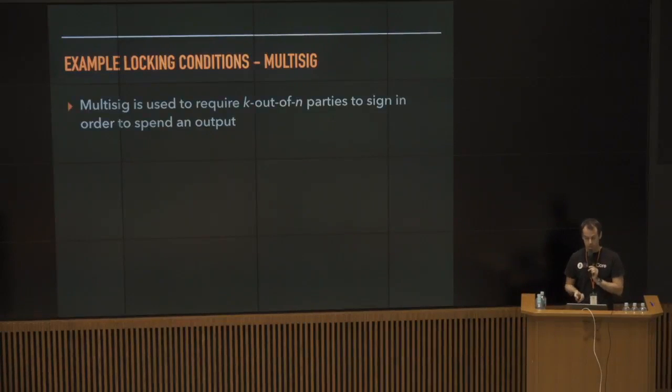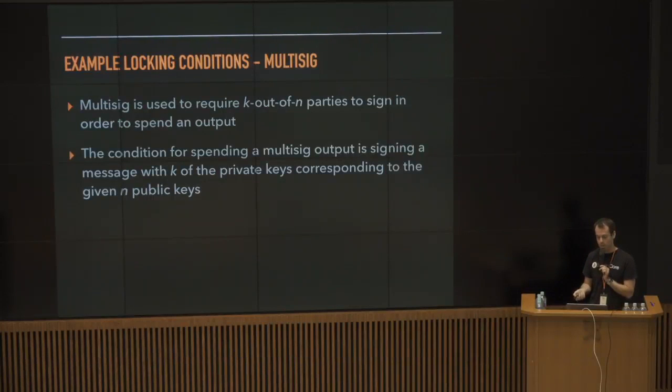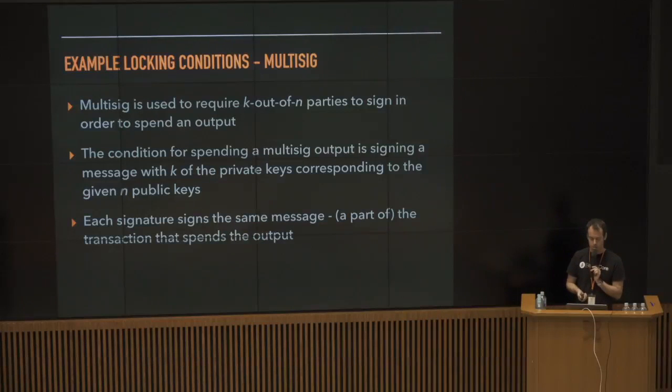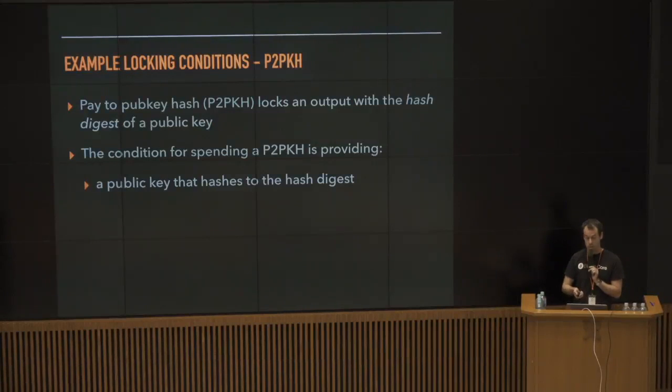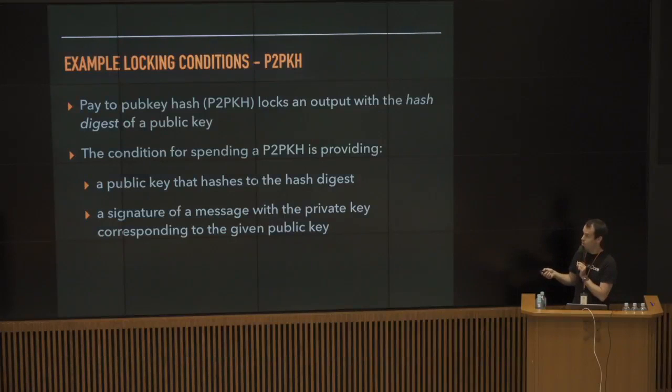Okay, multi-sig is another very common type of transaction output, and a multi-sig is used when you want your coins to be encumbered with k out of n parties signing. So the condition for spending a multi-sig is that you must sign the message with k private keys out of the n public keys given in the locking script. And the message, public key, and the conditions for spending are providing a public key that hashes to that digest and a signature of a message with the private key corresponding to that pub key.